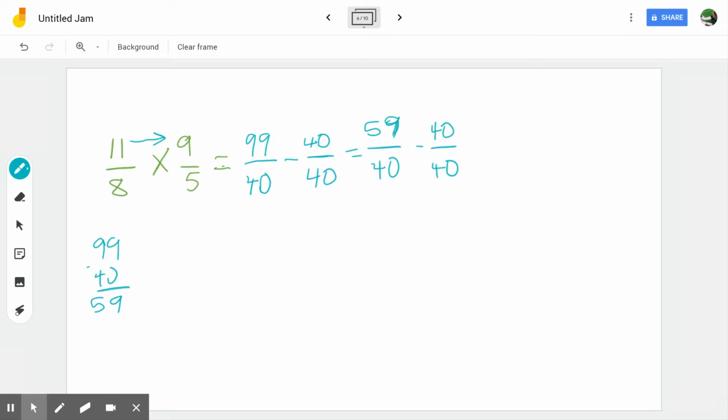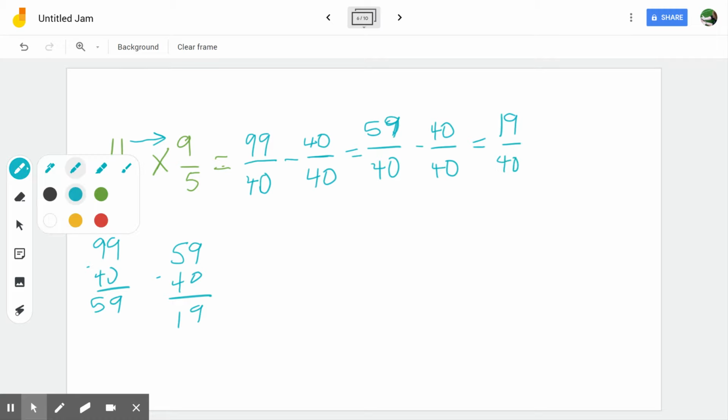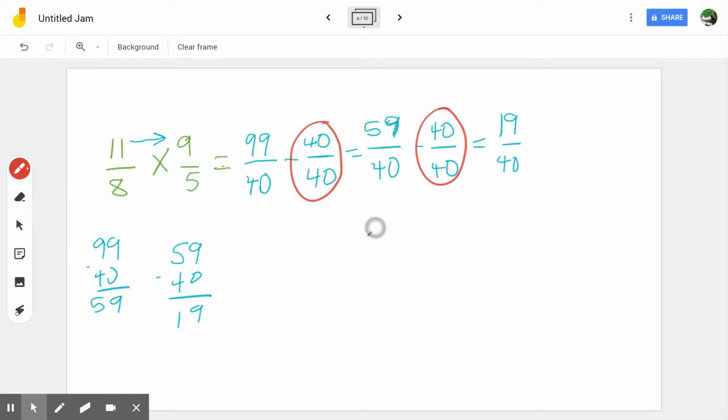Now 59 minus 40 is 19. So we're going to put 19 40ths. Now we have a proper fraction. What you need to do is make sure that you count your wholes that you had. So we had one whole here and one whole here. That's 2 wholes. And the fraction amount that's left over is 19 40ths. So when you do 11 eighths times 9 fifths, your final answer is going to be 2 and 19 40ths.